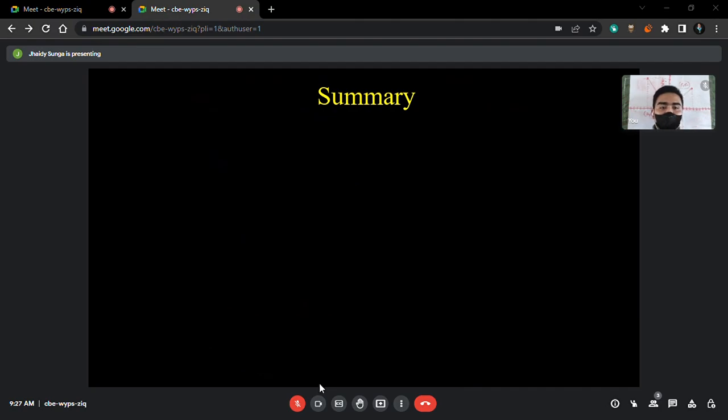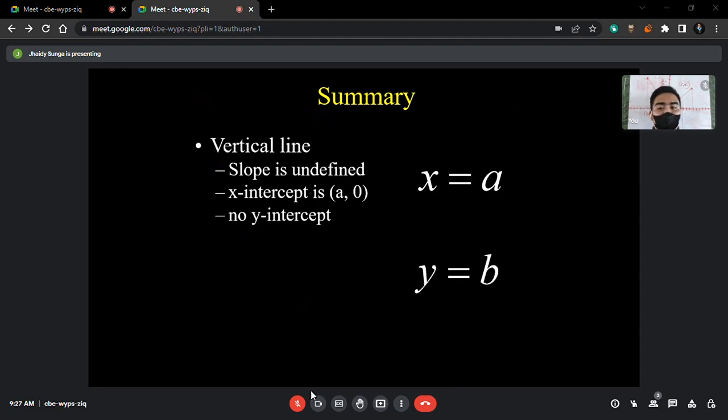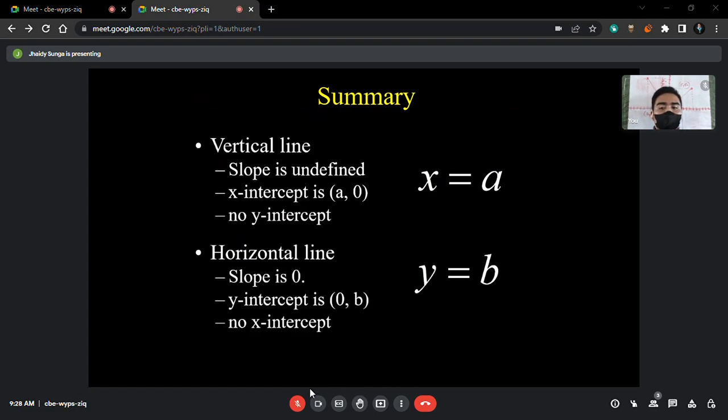Also, we could say that x is equal to a and y is equal to b. For a vertical line, slope is undefined, x-intercept is a and 0, and there is no y-intercept. And for a horizontal line, slope is 0, y-intercept is 0 and b, and there is no x-intercept. So for the vertical line, there is no y-intercept, and for the horizontal line, there is no x-intercept.